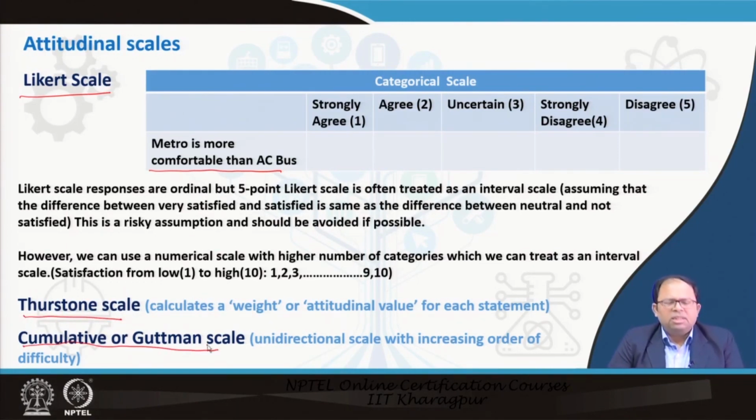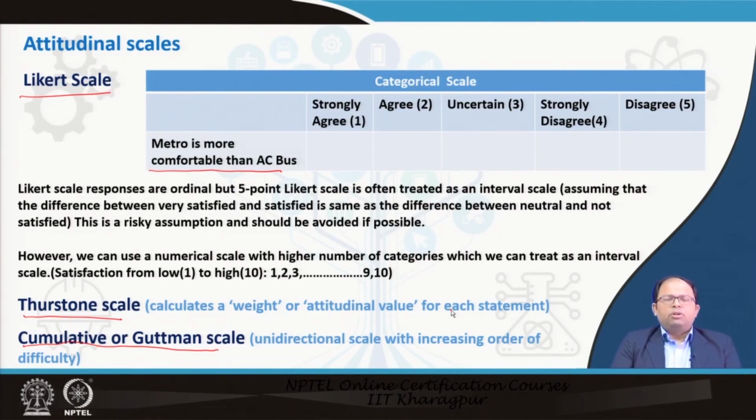These are not as common as the Likert scale, but in the Thurstone scale, we calculate a weight or attitudinal value for each statement. That means for every statement that is made, we give a weight to that particular statement, and in some way it is subjective, based on the judge who is giving that weight. But at the same time, this is another way of measuring which is different from the Likert scale.